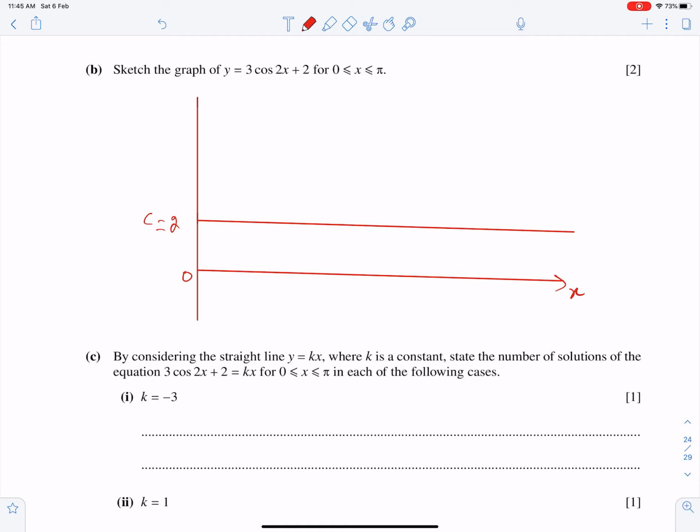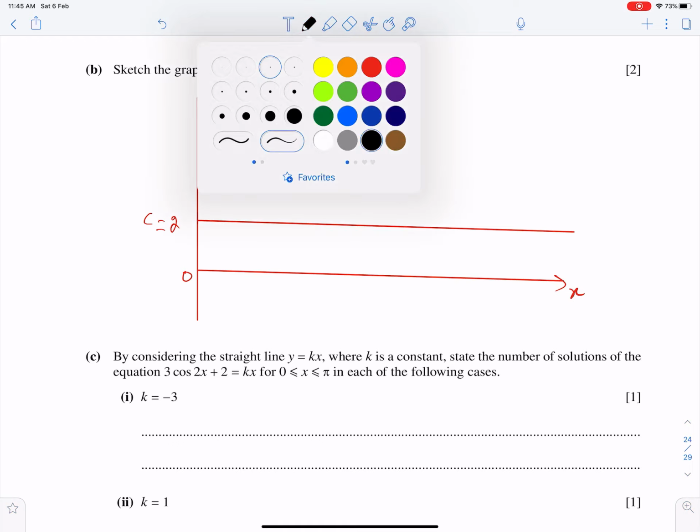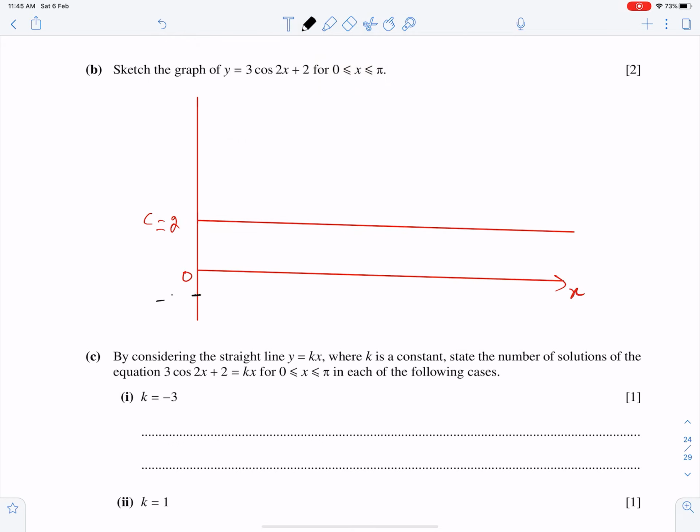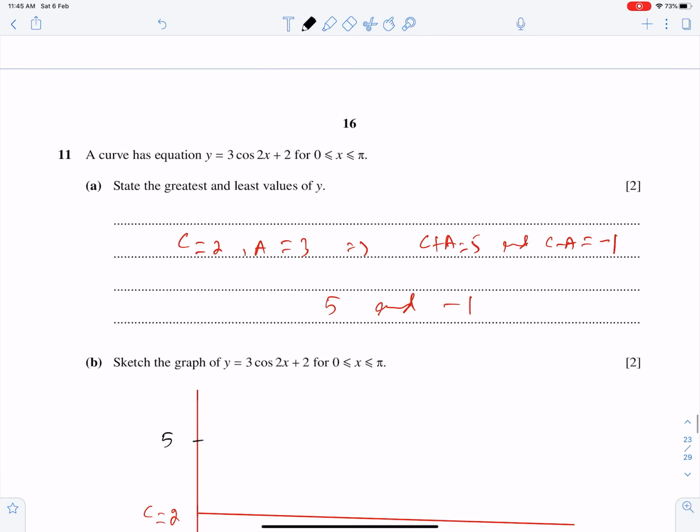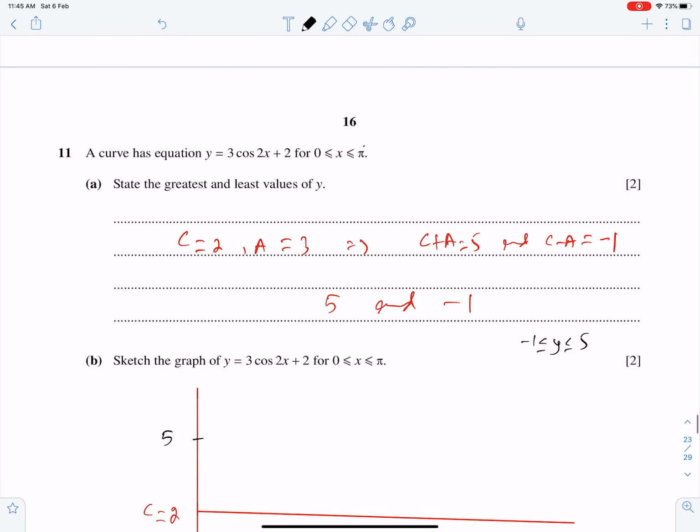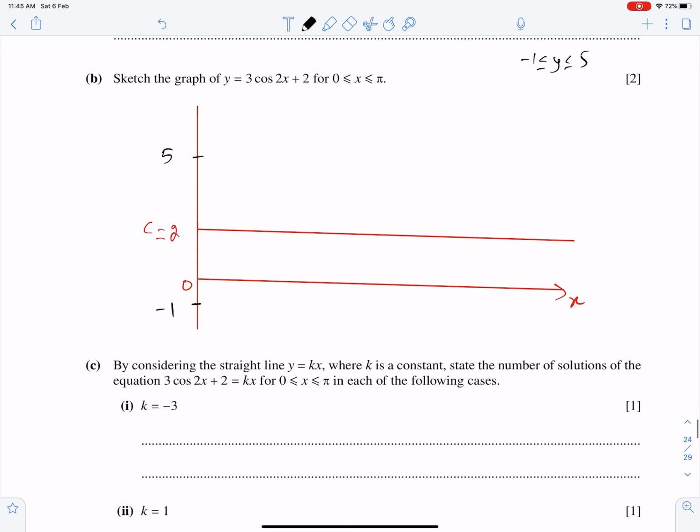So C plus A and C minus A, this was the range, -1 to 5. See, the range of this function is -1 and 5. And we have to sketch this for pi, and the period of this curve is 2 pi upon 2, which is pi. So this curve will be completed at pi.